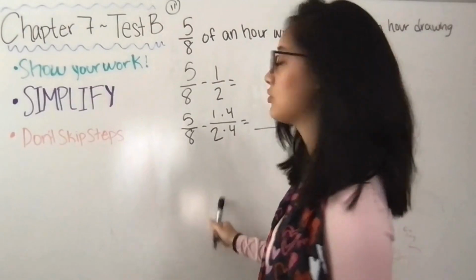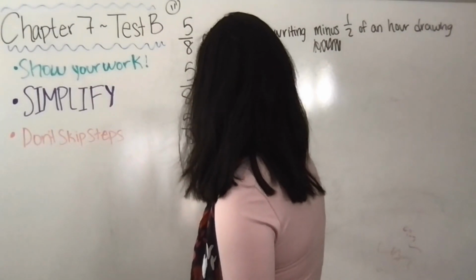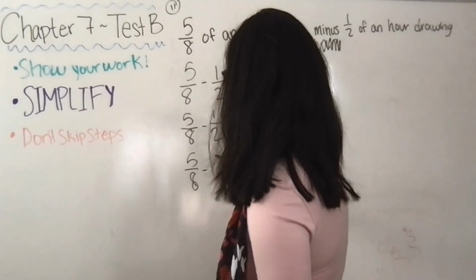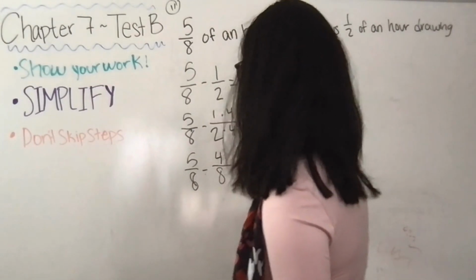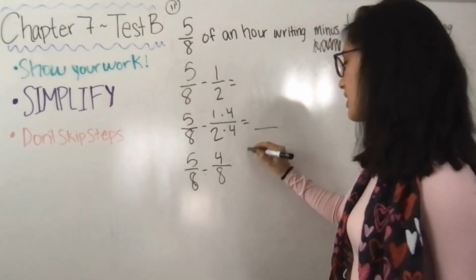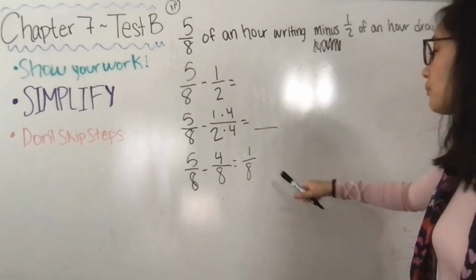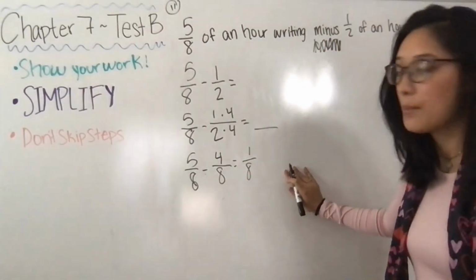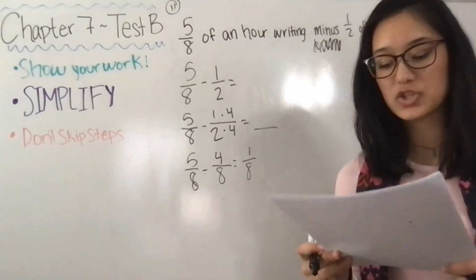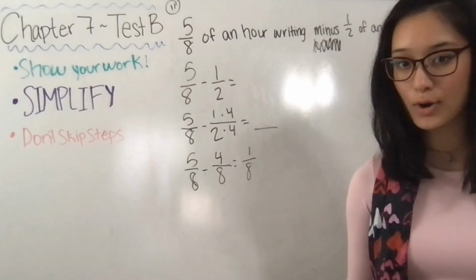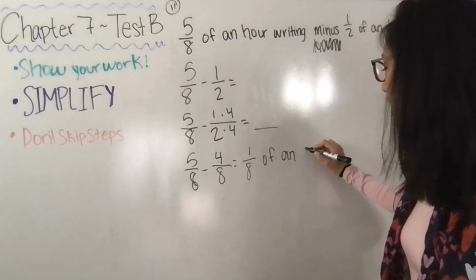So bring down the numbers. 5/8 minus 4 times 1 is 4. 2 times 4 is 8. What's 5 minus 4? 1/8. So you know your answer is 1/8. But again, it's not just 1/8. The problem said, express your answer as a fraction of an hour. So it's 1/8 of an hour.